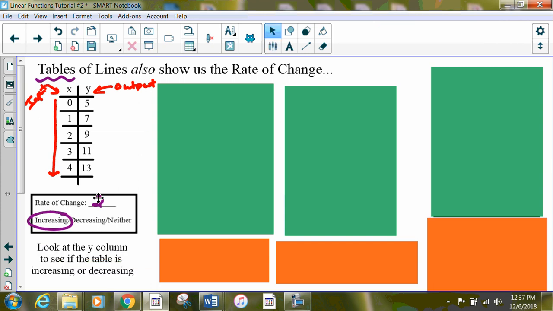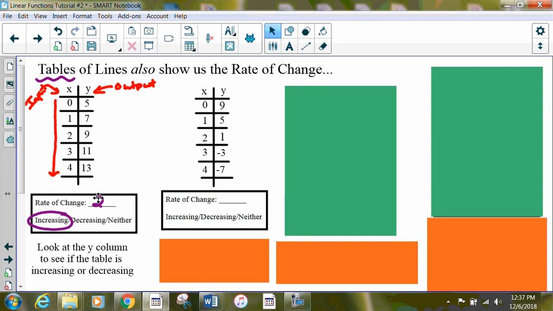Okay, so that's one way to do it. See what I have underneath here. Look at the y column to see if the table is increasing or decreasing. Okay, that makes sense. Or you can look at your rate of change. If it's positive, it's increasing. If it's negative, it's decreasing. Okay, let's look at this next one. So with this next one, once again, the input is boring. We're just going up by 1s. 0, 1, 2, 3, 4.